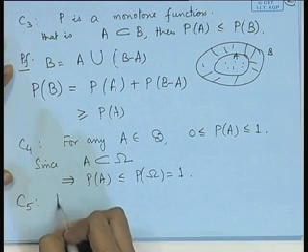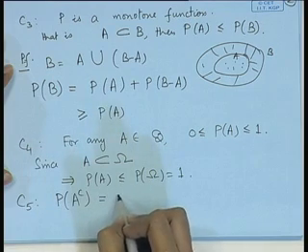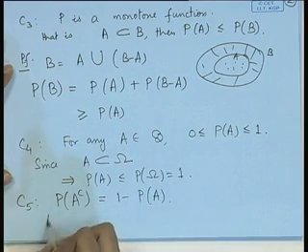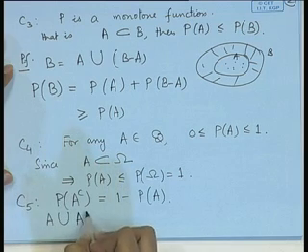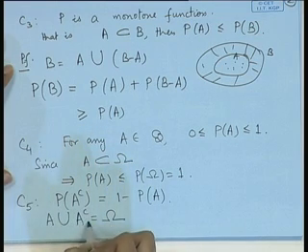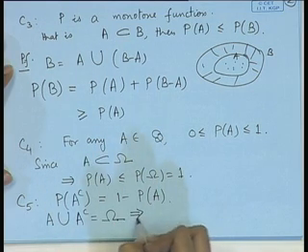If I consider the probability of A complement, then it is equal to 1 minus the probability of A. This follows because I can write A union A complement as omega, and therefore the probability of A plus the probability of A complement is the probability of omega, that is equal to 1.